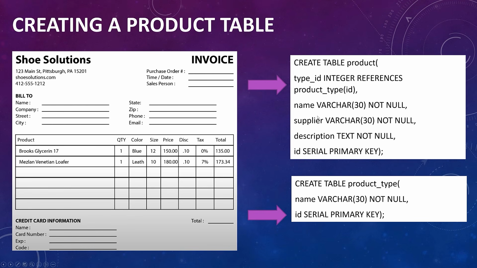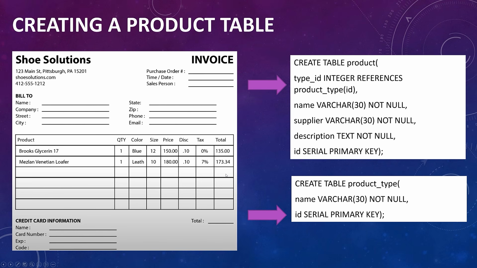Well, how are we going to define exactly what type of information we want? We're going to look at our invoice again. So if we look at our information specific to our products, we can see here that we have Brooks, which is going to represent the supplier. Then we have glycerin, which is going to represent the shoe's specific name, or glycerin 17 in this circumstance. We're going to have quantity, so we're going to want to put a quantity inside of that as well.